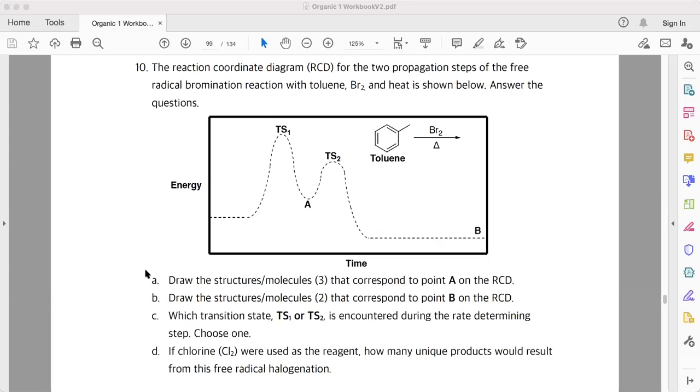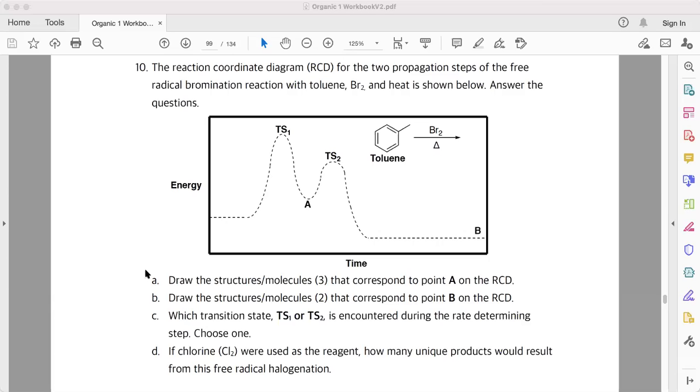Then for B, it says, draw the structure of molecules that corresponds to point B. Well, remember, we're only looking at propagation here. The end product of propagation would be these two, right? So those two structures. All right, so that's it for A and B.